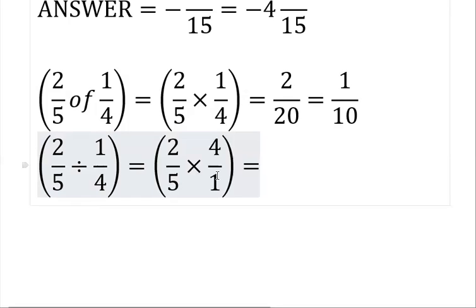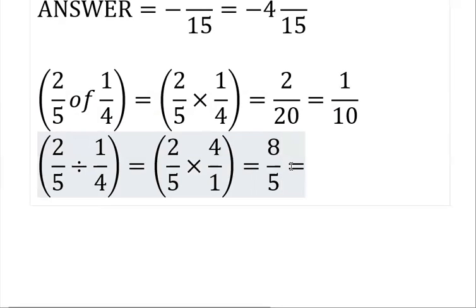I'm just trying to make this explanation so that you can understand how BODMAS works. So you can now say 2 times 4 will give you 8 here, and 5 times 1 will give you 5 here. So this is an improper fraction. You can leave your answer like this, or you can leave it in mixed fraction. It depends on what you want.